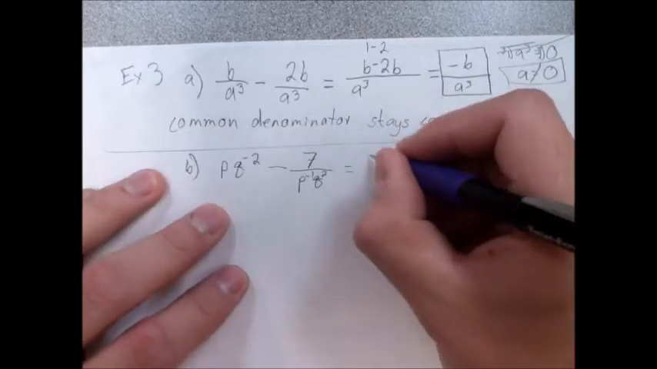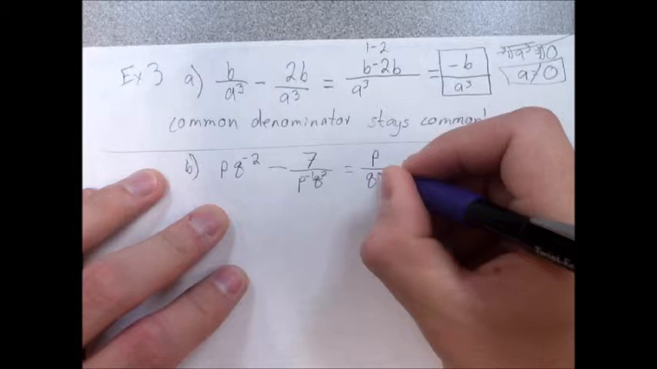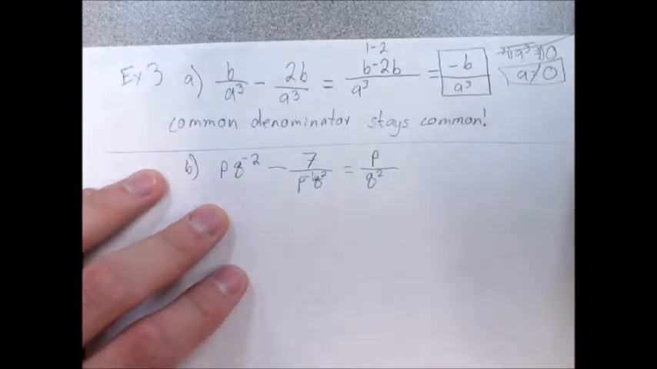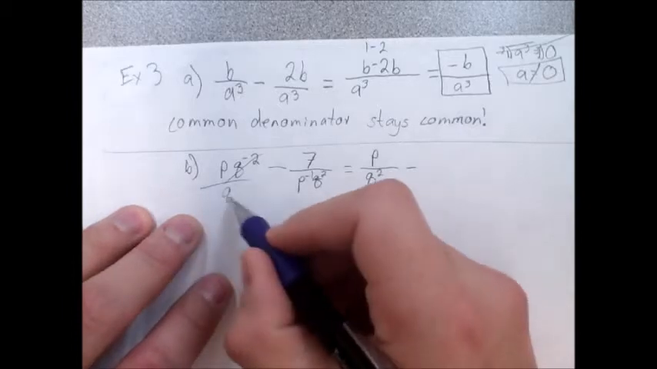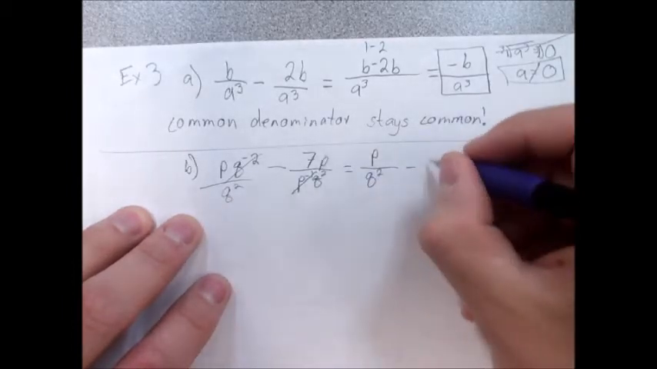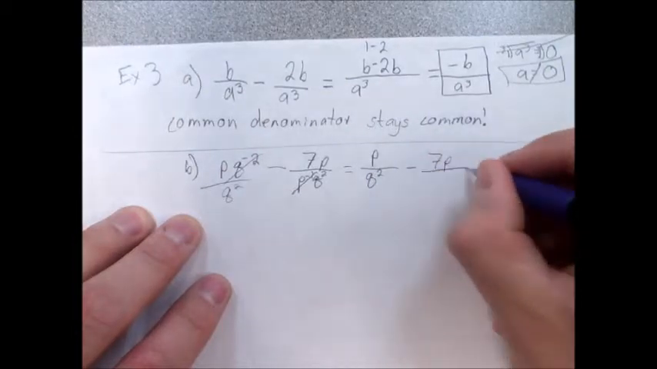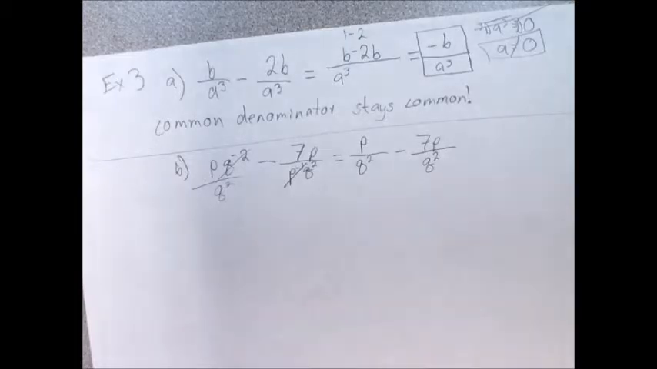So if I did that to this one, I would go p q over q squared, sorry, minus, and then I would move that p to the top. I would move that p to the top, so it would be p to the first on top. So it's 7p on top now, and q squared on the bottom. Boom, common denominator.